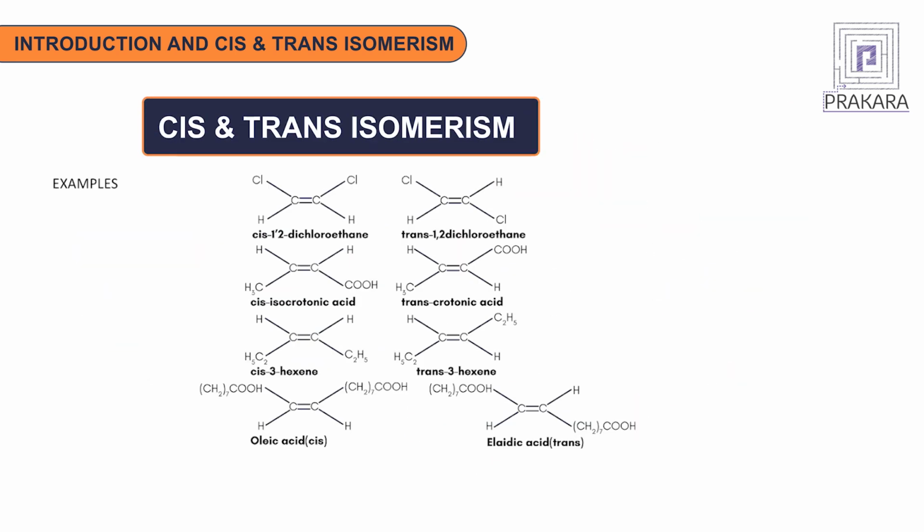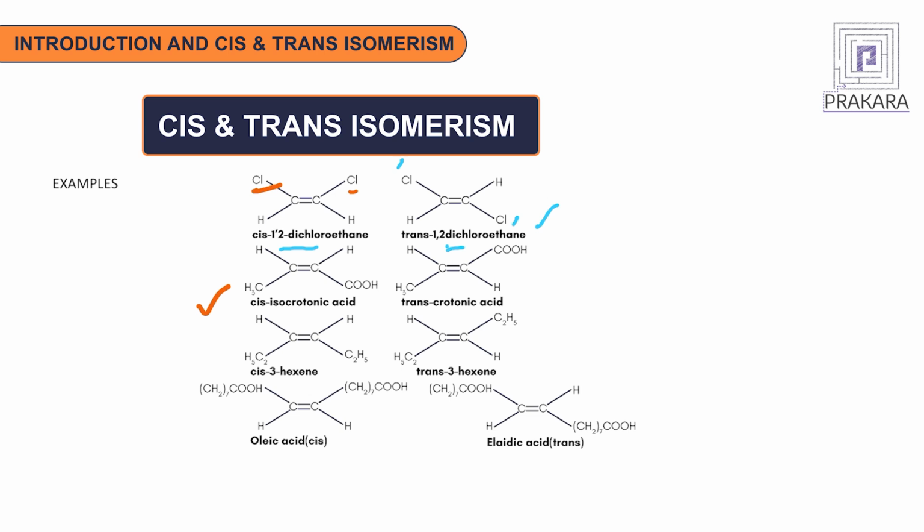Okay, let us take a few more examples to understand this cis and trans isomerism. So here it has given the example of cis 1,2-dichloroethane and trans 1,2-dichloroethane. You can see that the chlorines are on the opposite side for the trans, whereas the chlorines are on the same side for the cis.